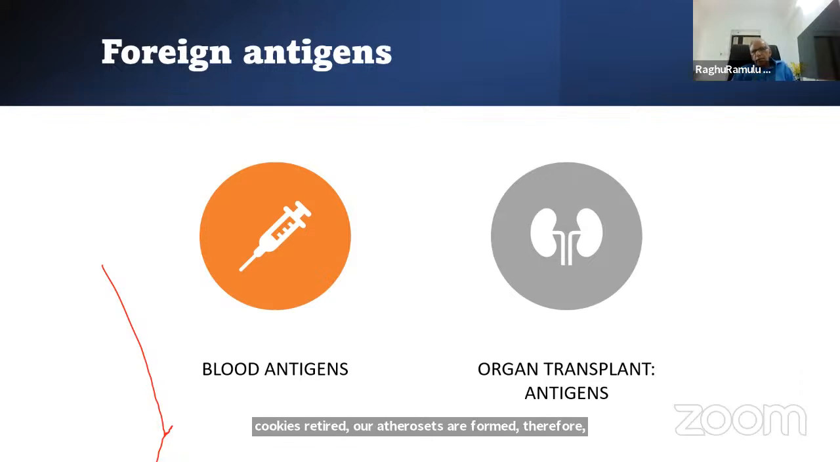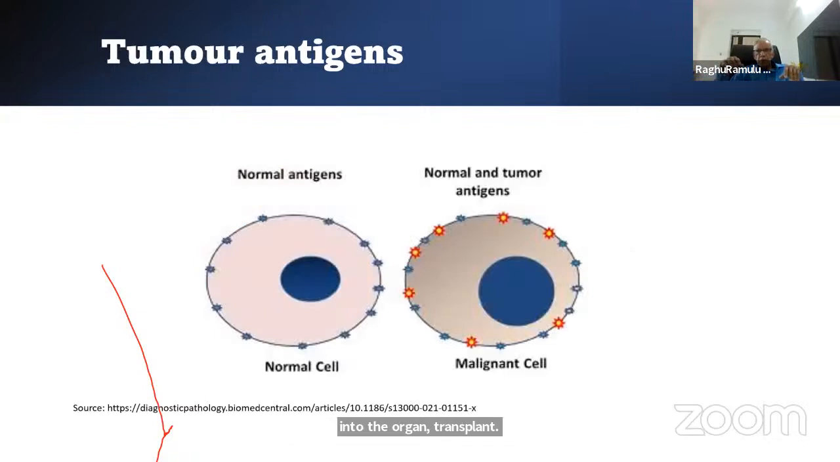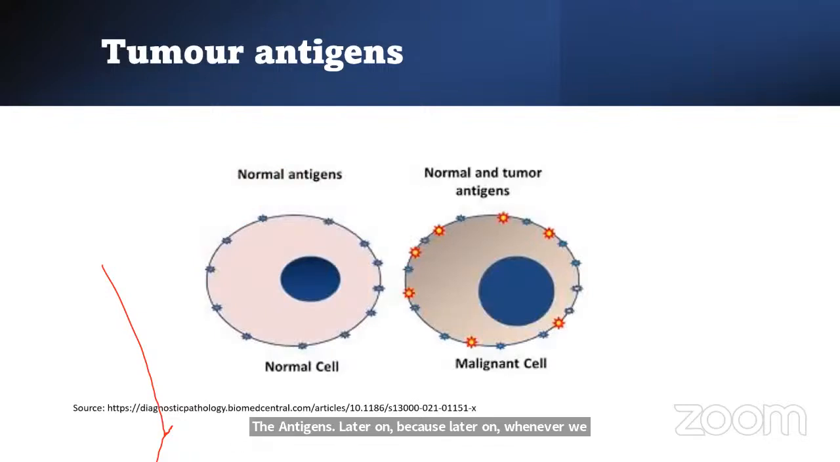The second kind of endogenous antigens are organ transplant antigens, and there is a classification here. First, let us examine the blood antigens and then go into the organ transplant antigens later on, because later, whenever we are talking of transplantation antigens, we can think about it.